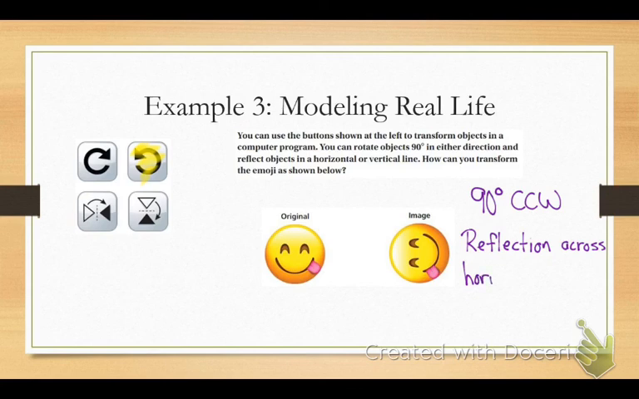Horizontal line. So the Y-axis? No, which axis goes horizontal? X. That's how I would say it if it was in the coordinate plane, the x-axis reflection. But it had to make a horizontal reflection to get the tongue on the opposite side of the mouth.